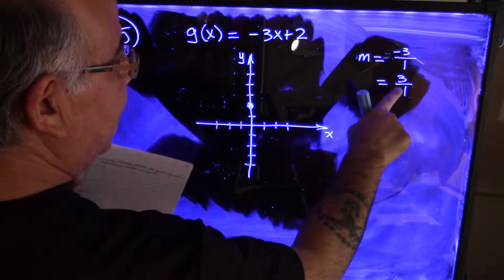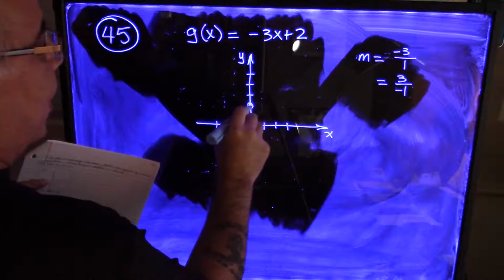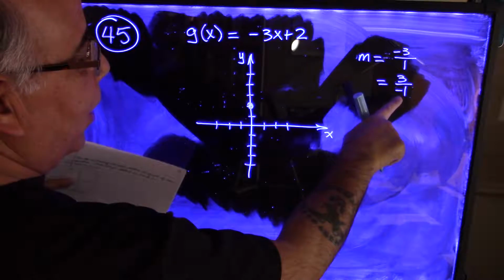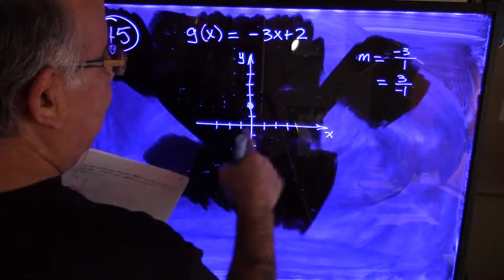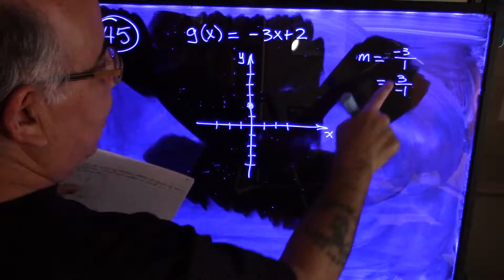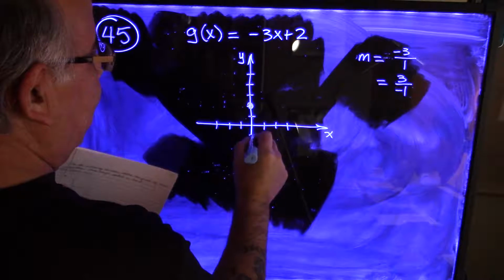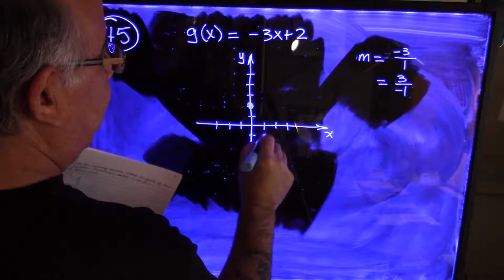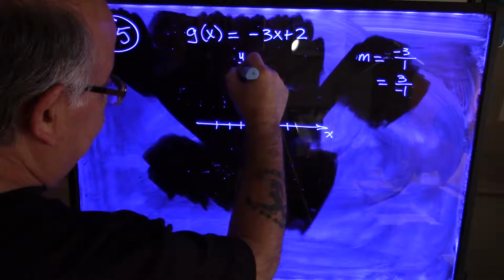If I use this expression here, +3 over -1, that means a rise of +3 means you go up 3 from the point here. 1, 2, 3. And to the left, 1. That's a run of -1 to the left. Alright, so this one is maybe better because we have more room going this way. So a rise of -3 means you go down 3. 1, 2, 3. And a run of +1 means you go to the right 1. So there's your other point on the line, and you get a straight edge.